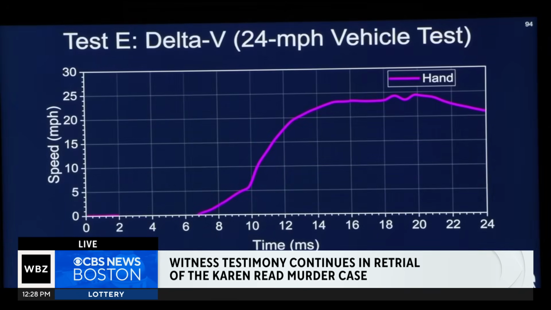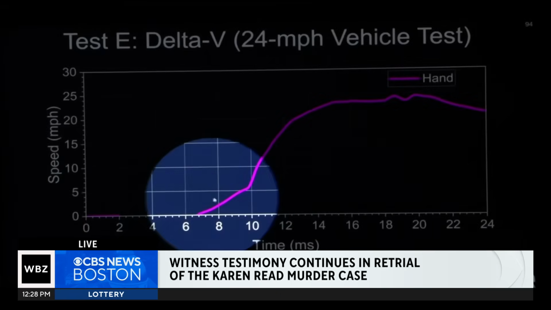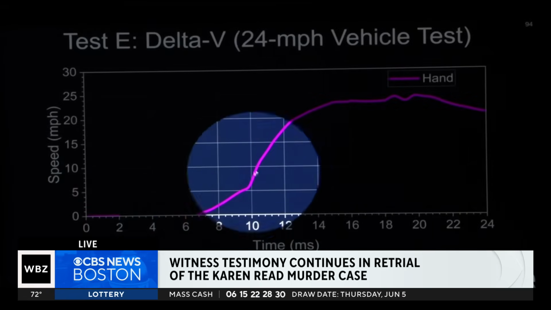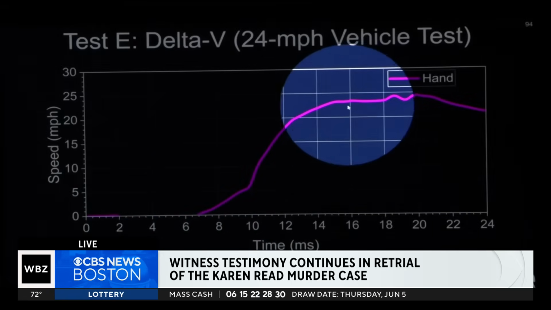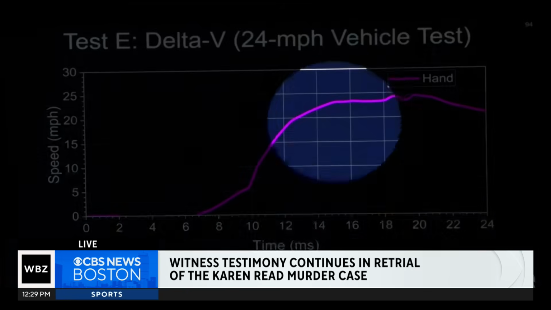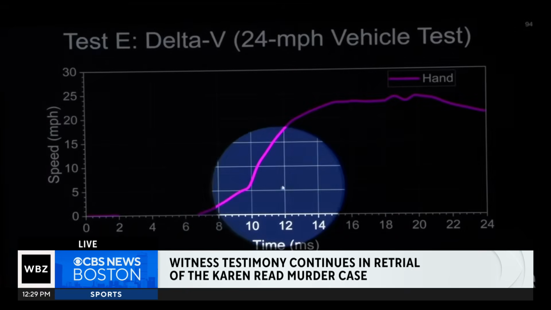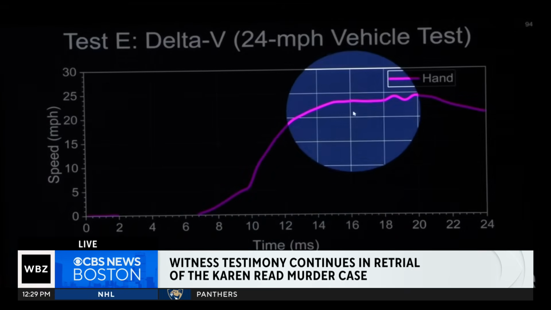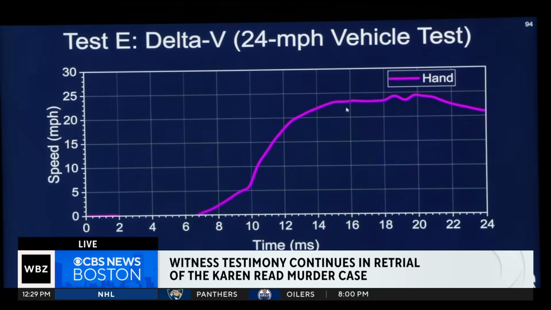What is this delta V graph showing us? So this is showing the change in speed of the hand as a result of the impact, ultimately getting up to approximately 24 miles an hour, which again is the impact velocity of the Lexus. And how fast did it get up to 24 miles an hour? Probably about 10 milliseconds or less.